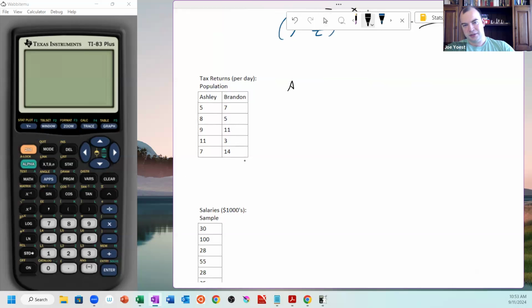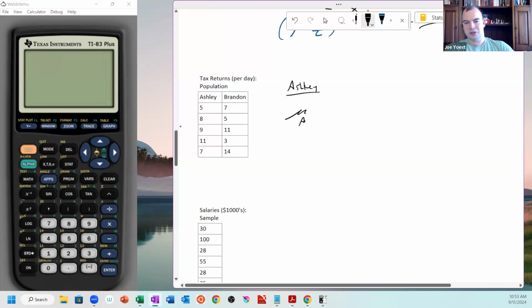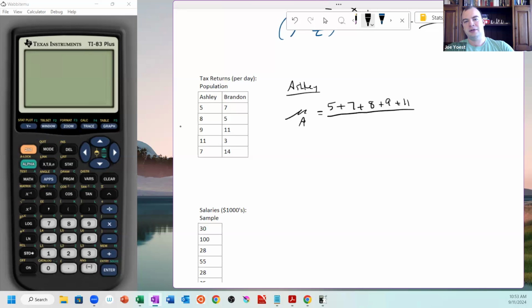So we'll start with the Ashley data. I see that her data set is 5, 8, 9, 11, 7. And I see that it's a population. So I'm going to say that the mean mu for Ashley, and we'll write a subscript A here because I know I'm going to compute the mean for Brandon as well. The mean for the Ashley data is, and let's respect that ordering, even though we don't really have to with the mean because addition is commutative, but we can do 5 plus 7 plus 8 plus 9 plus 11 over an n of 5.